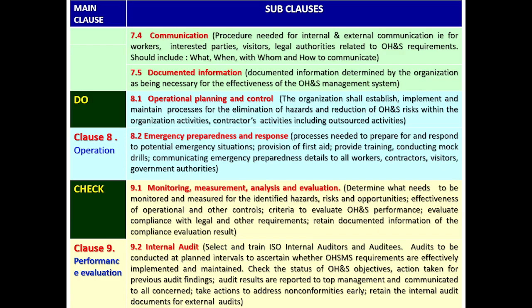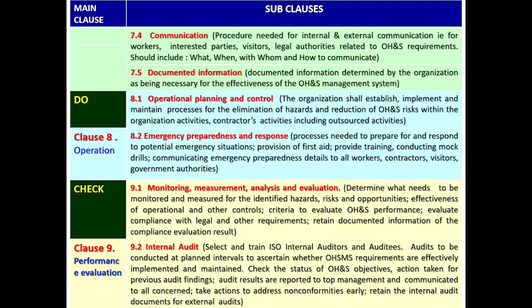7.5 is about documented information, that is, how occupational safety documents are to be prepared, and what are the relevant documents and records to be maintained as per occupational safety management system requirements, with proper identification for easy retrieval. Documents can be in digital form also.